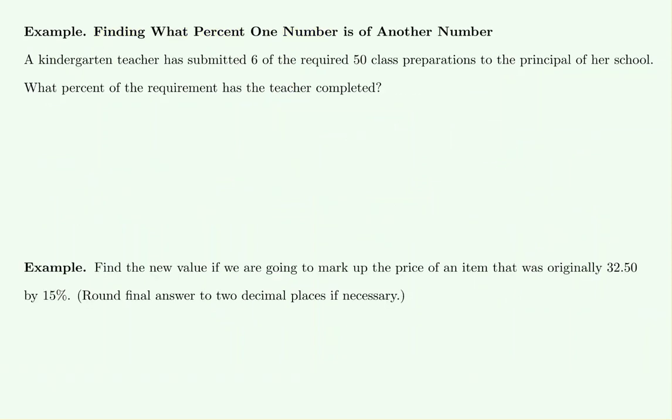Our next example fits the category of what percent one number is of another number. A kindergarten teacher has submitted 6 of the required 50 class preparations to the principal of her school. What is the percent requirement the teacher has completed? In these cases, we would want to remember that the percent is always the part completed out of the whole amount available.